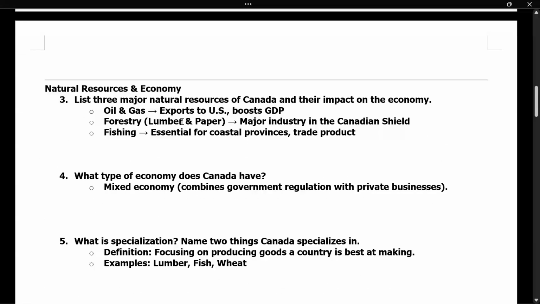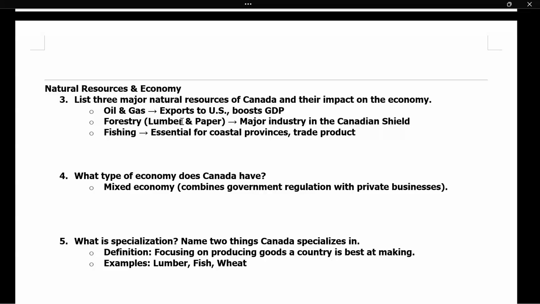Now, what type of economy does Canada have? Canada has a mixed economy, which combines government regulation with private businesses. Very important. It combines government regulation with private businesses. What that means is private business promotes entrepreneurship in a way that, listen, as long as it's safe and what you are doing is going to help the country's GDP, we'll let you have it. So Canada is one of the countries that has a mixed economy, leaning more into the market.